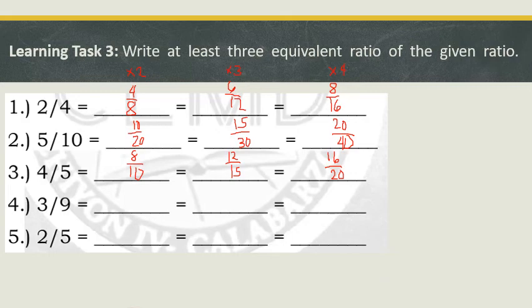And number 4, we have 3:9. So, sa times 2, 3 times 2 is 6, 9 times 2 is 18. So, times 3, 3 times 3 is 9, 9 times 3 is 27. Sa times 4, 3 times 4 ay 12, 9 times 4 is 36. And last, number 5, 2:5. So, 2 times 2 is 4, 5 times 2 is 10. Times 3. 2 times 3 is 6, 5 times 3 is 15. Times 4. 2 times 4 is 8, 5 times 4 is 20.